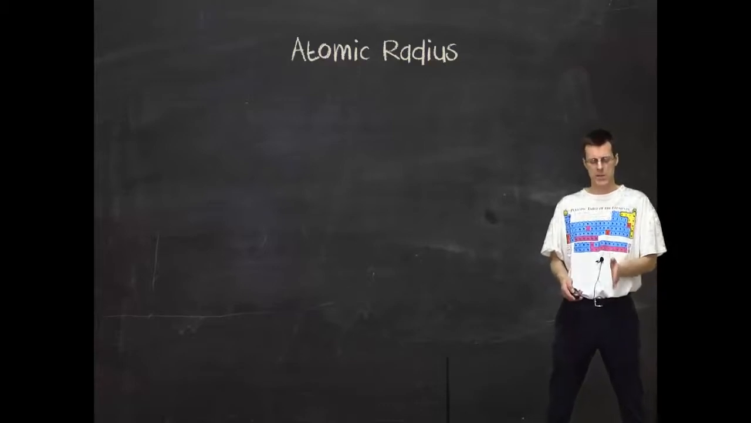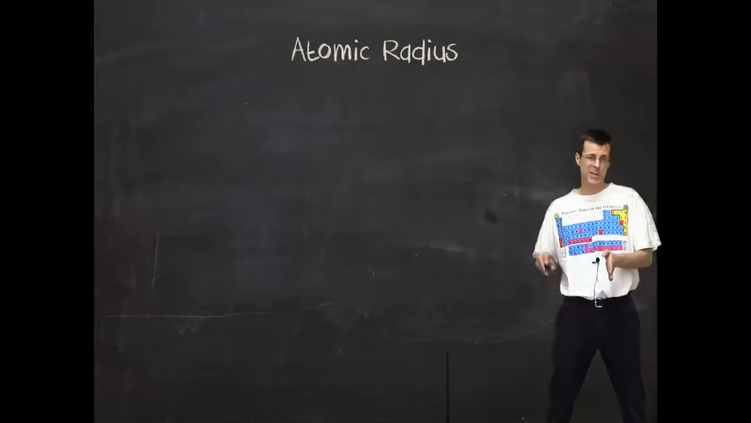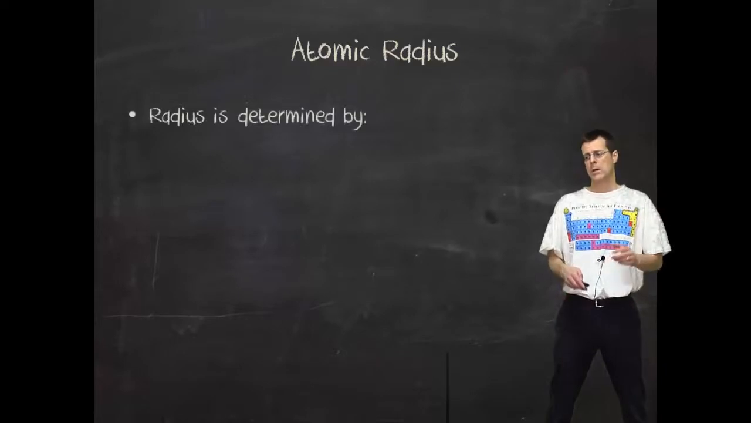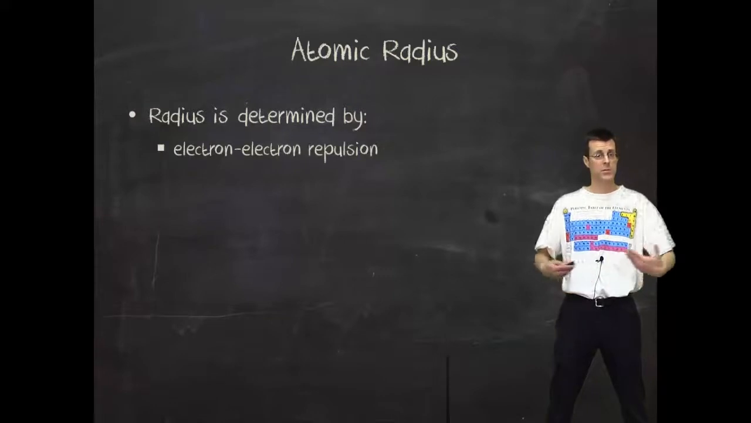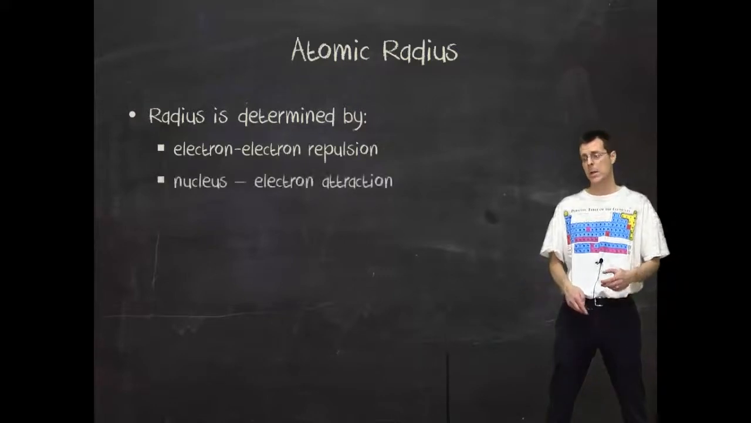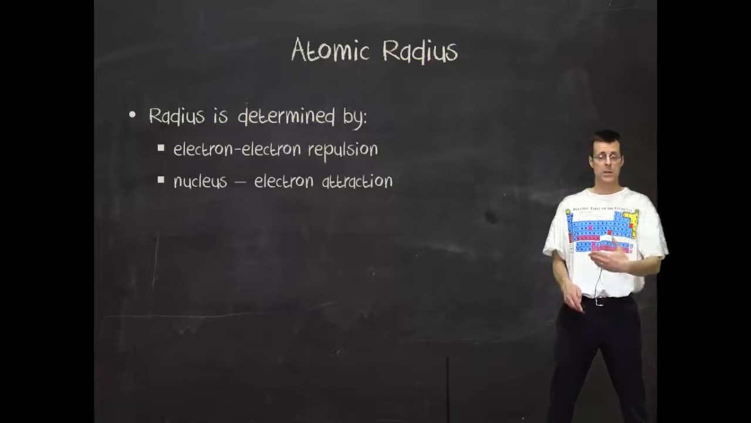The measurement is taken from the middle of the nucleus to the outer electrons. So if you think about it, there's going to be 2 factors that play into how big an atom is. Number 1 is the electron-electron repulsion. All the electrons are negative, so like charges repel. And then the attractive force between the positive nucleus and the negative electrons. Opposites attract.